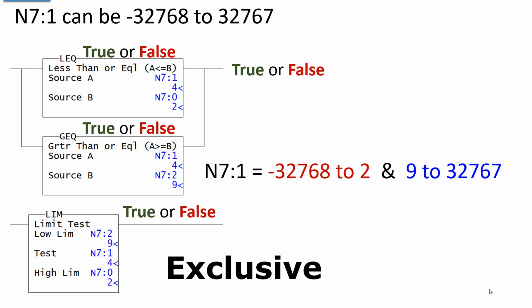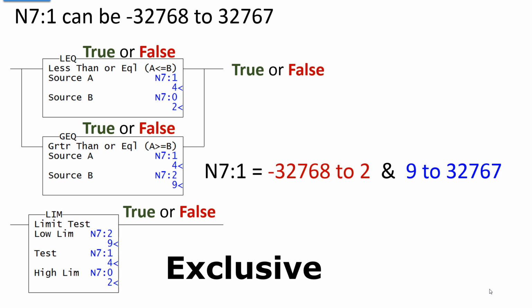Look at the upper rung. What is less than or equal to 2? Well, 2 is equal. That would be true. 1 would be less than. That would be true. 0, -1, -2, etc. Or, because we have these in parallel, or greater than or equal to 9. What is greater than or equal to 9? Well, 9 is equal, 10 is greater, 11 is greater, and so forth.